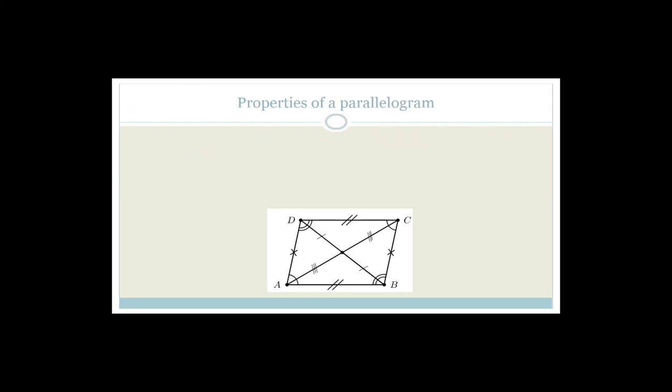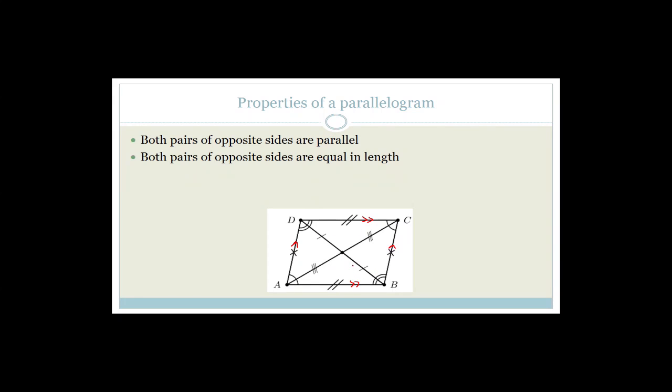Well, we already know that the opposite sides are parallel. So in other words, this line here is parallel to that line, and this line here is parallel to that line. So both pairs of opposite sides are parallel. Both pairs of opposite sides are equal in length. Okay, so what does that mean?